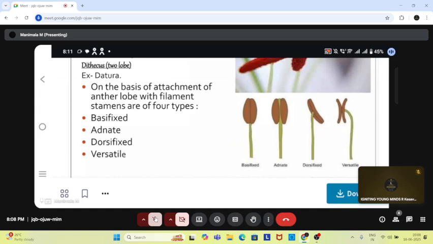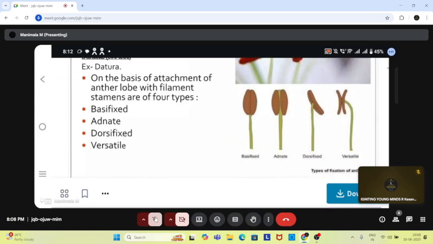If it is fixed on both sides of the anther and both sides of the filament, it is adnate. If it is fixed only at the dorsal region, only one part alone, it is called dorsifixed. And another one is versatile.